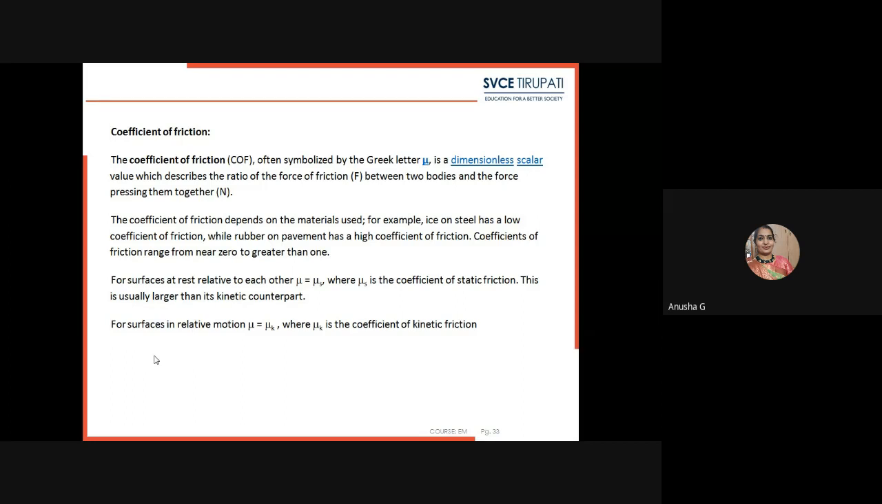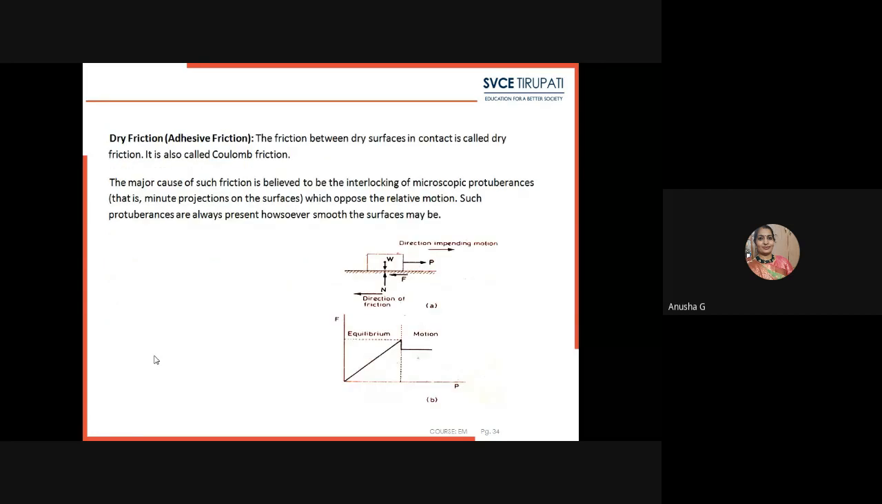For surfaces in relative motion, we consider the kinetic friction, which must be equal to the relative motion friction. Mu equals mu k. These are the conditions they will ask in your exam to give the correct statement: whether mu is equal to mu k, or mu is equal to mu s, or not equal to mu and mu s. That is the coefficient of friction.